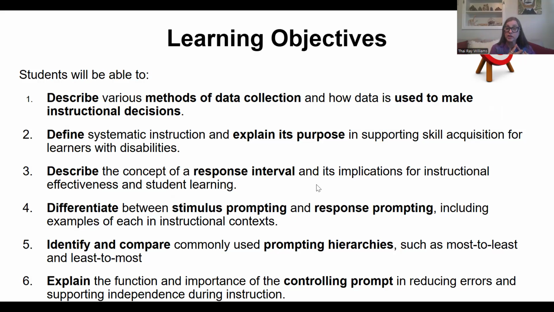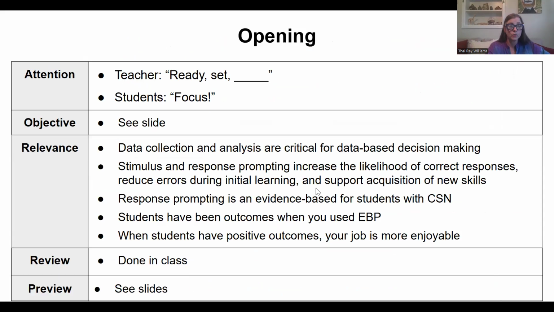I want you to be able to differentiate between stimulus prompting and response prompting, but just in a general overview of what response prompting is. We're going to dig a little bit deeper into stimulus prompting this week. Not only that, you're going to identify and compare prompting hierarchies, which should be a review for you. And in fact, a lot of what we'll be doing this week should be a review for you. And then being able to identify the controlling prompt within a prompting hierarchy and for an individual student, and then telling what a prompting hierarchy is. So that's what we hope that you will learn this week.